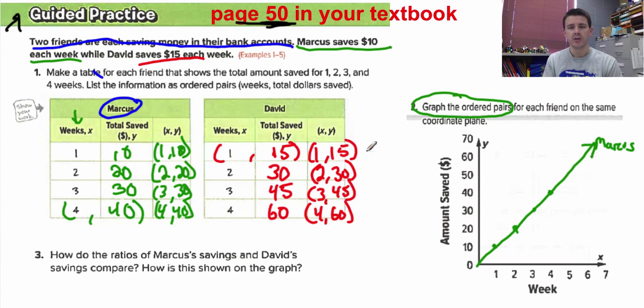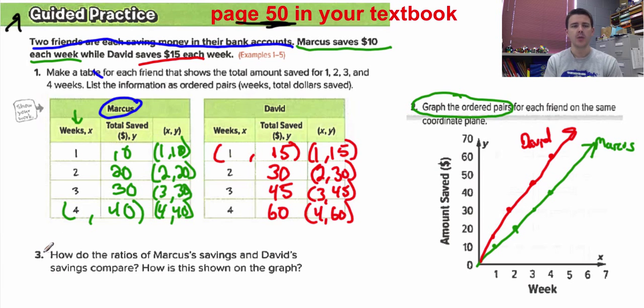Now we want to do the same thing with David. His first point is 1, 15. So I go over to 1, up to 15. So do a little estimating. It's halfway between 10 and 20. 2 and 30. So now I go 2 and 30. Then we go up to 3 and 45 and 4 and 60. But again, you'll notice it follows a nice straight line. This is David. So we could continue those lines up and continue to gather more information if we wanted to. We'll know it follows that pattern.